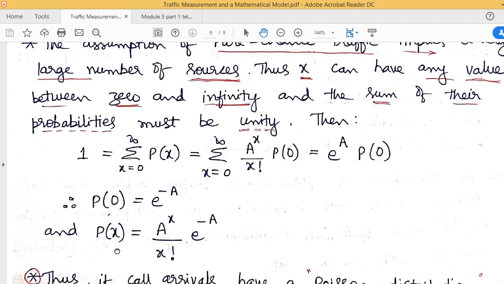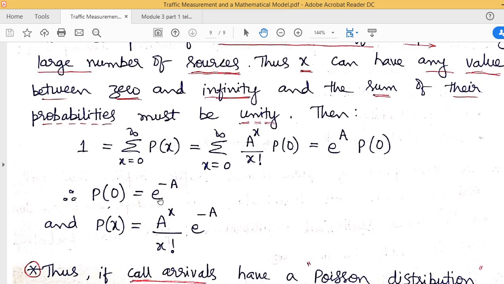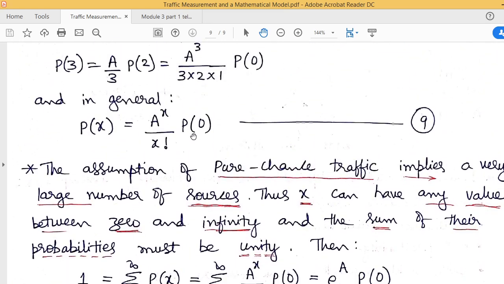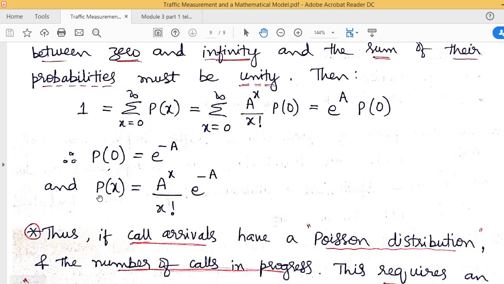And if I substitute P of 0 as E power minus A in this equation, then equation 9 becomes probability of X equal to A power X by X factorial into E power minus A. This is a very important relation, defining the probability of having X number of calls provided A is the traffic carried by the system. Of course, we have eliminated P of 0 here itself.